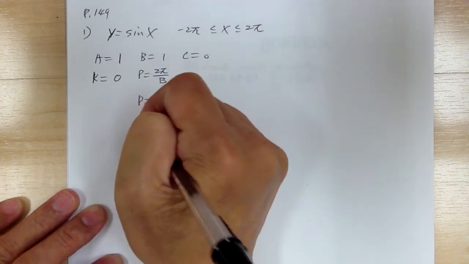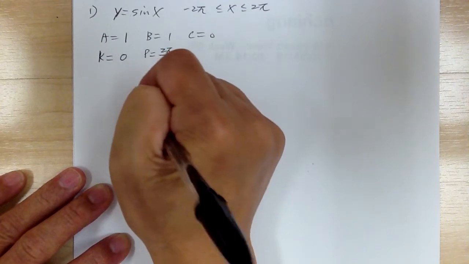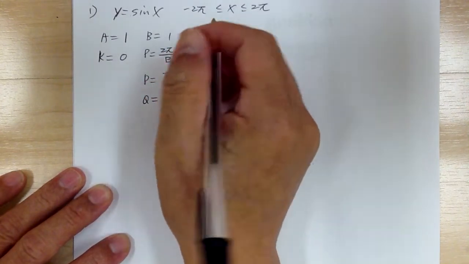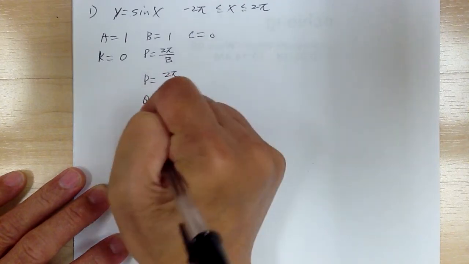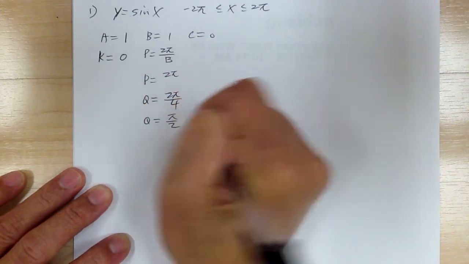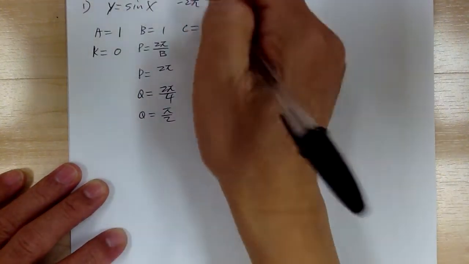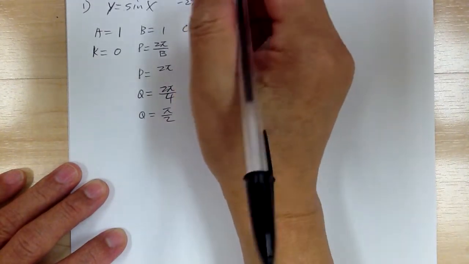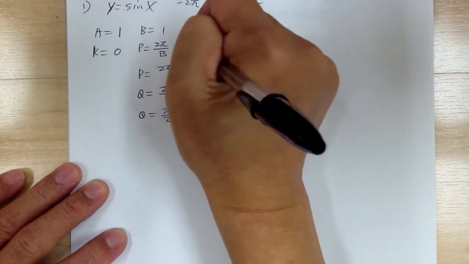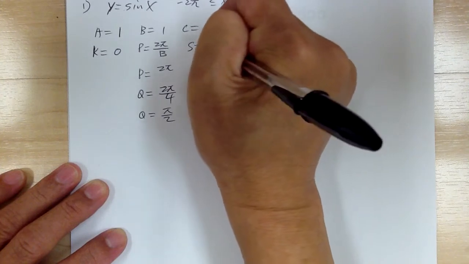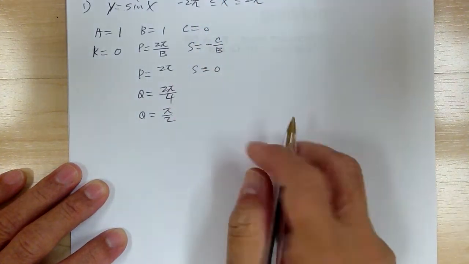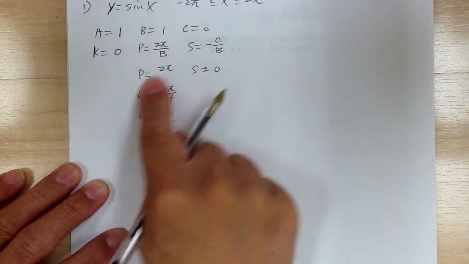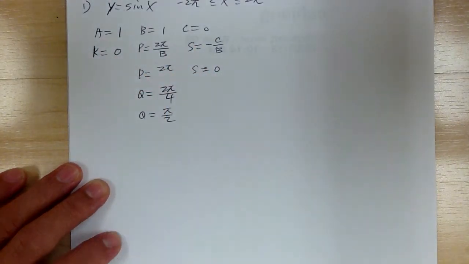Then from there you want to find out the Q. So Q is quarter. Quarter means 1/4. So that means 2 pi over 4. So Q equal to pi over 2. Then from the C, you need to figure out the shift. So S equal to negative C over B. Since C equal to 0, the shift is equal to 0. So once you get all this information, then you can go and do the graphing.